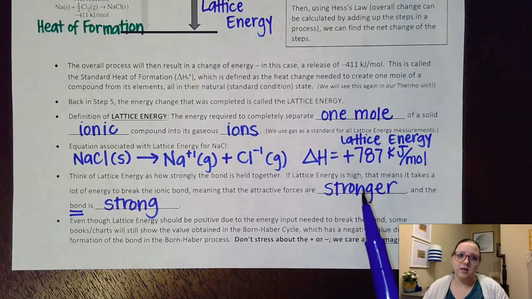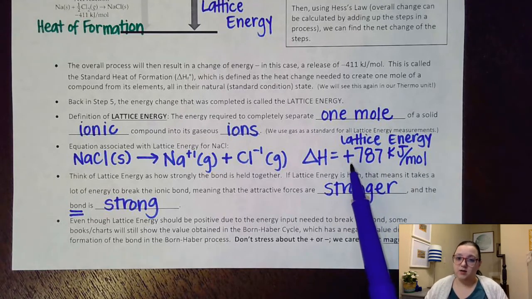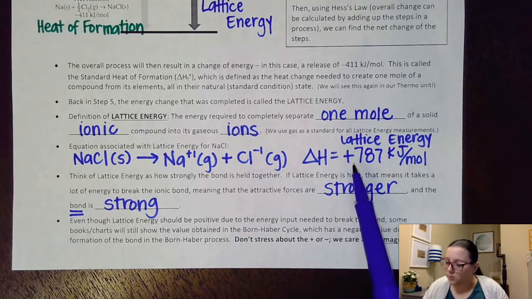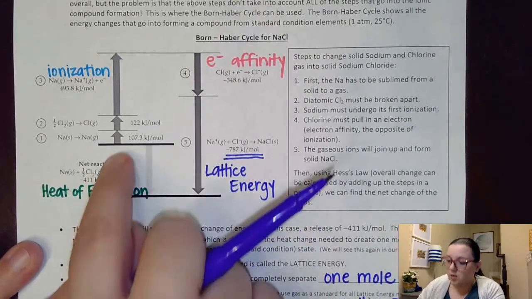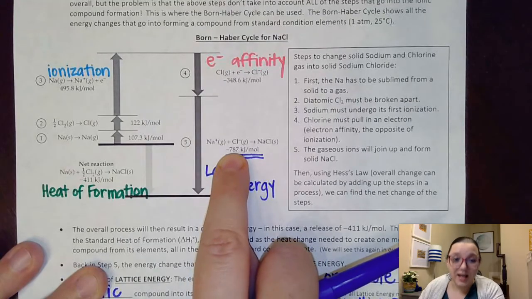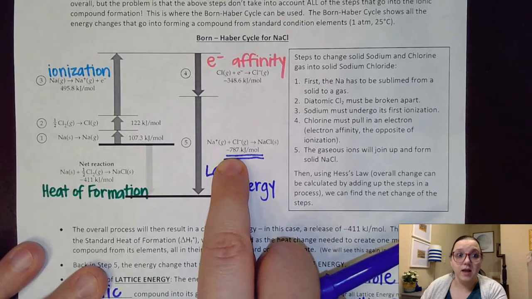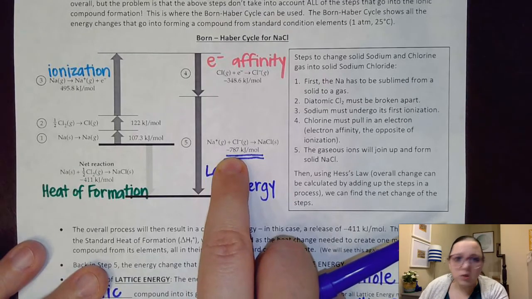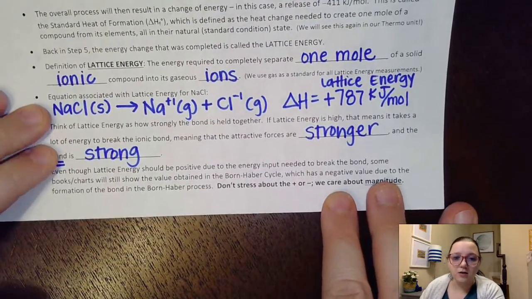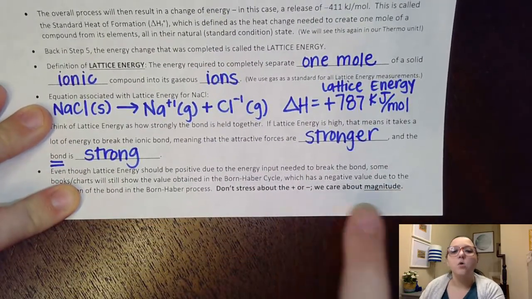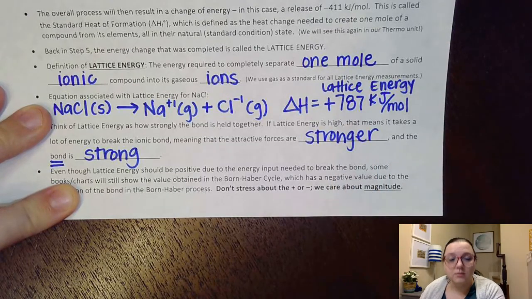Now, one last thing I do want to mention, because obviously lattice energy should have a positive value with it. However, I will warn you that because technically back here in the Born-Haber cycle, this process did have a negative value with it, some books still report lattice energy with a negative value. Here's what I'm going to tell you. Don't panic about the positive or negative, okay? It mentions down here that we are not going to stress about the positive or negative on it. What we care about is the magnitude, the size of that number, okay?